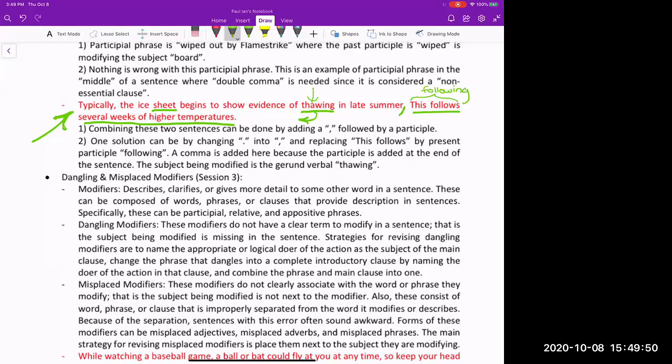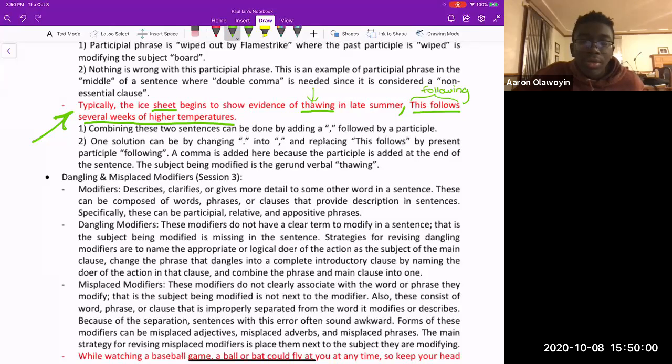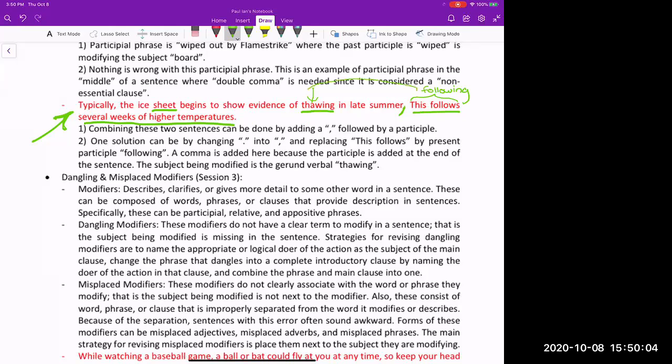Okay. Anyways, which one is it modifying? Is it the thawing or the ice sheet? The thawing. Yeah, because this is a time thing. So it's modifying this guy. Okay, and then let's see.